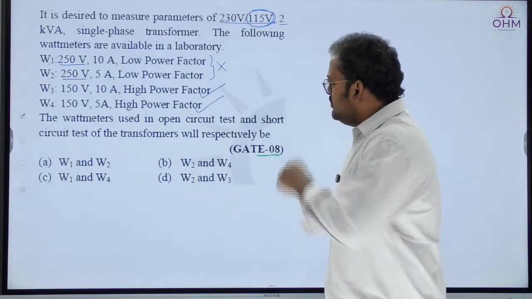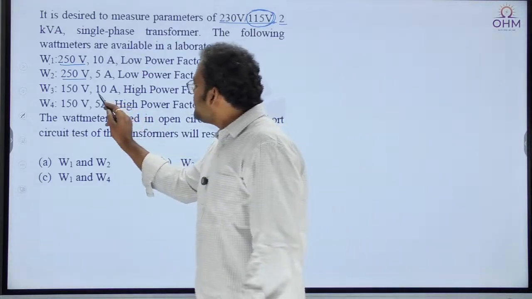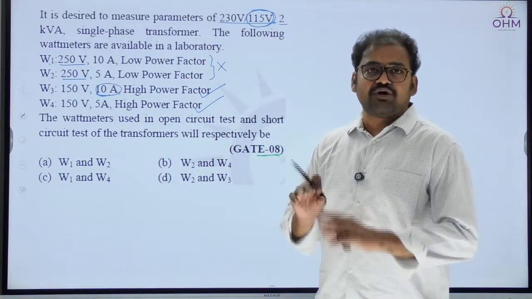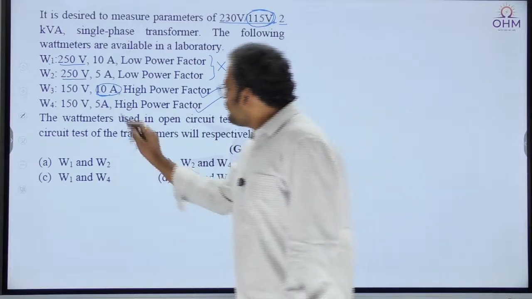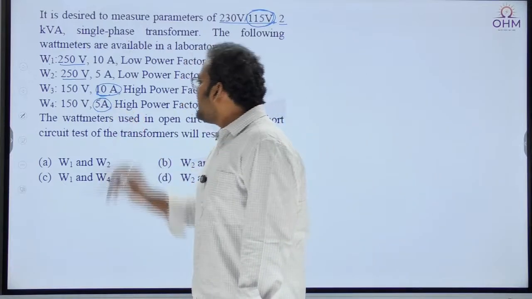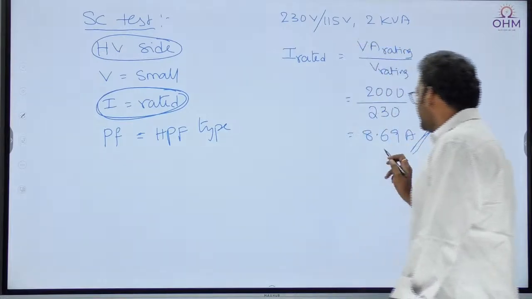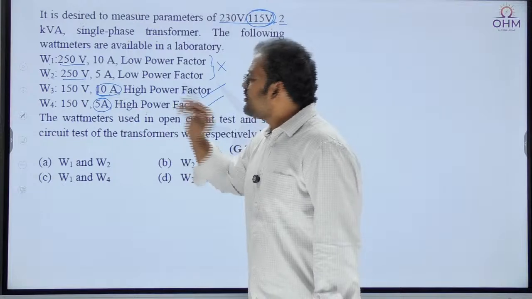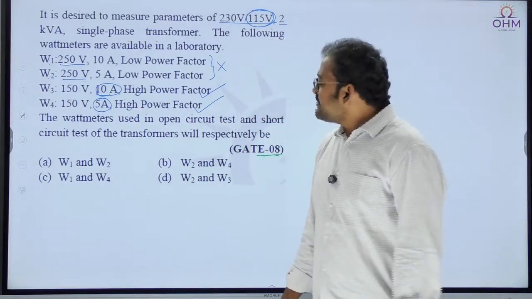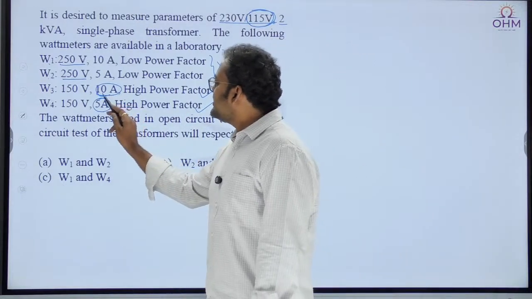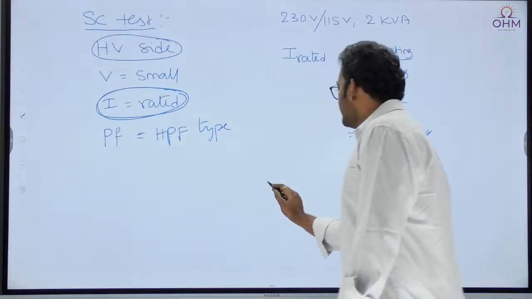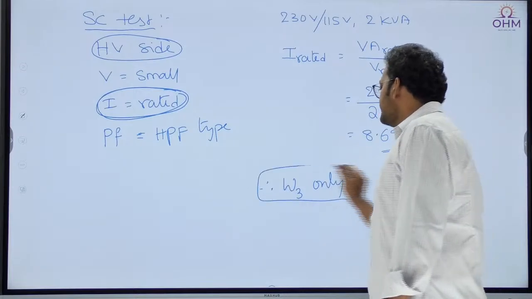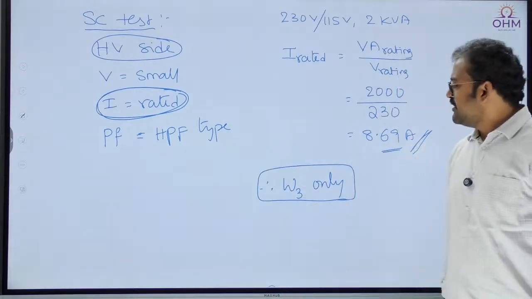But if I go back, wattmeter 3 can withstand up to 10 ampere. That means it can easily withstand 8.69 ampere. But wattmeter 4 can withstand only 5 ampere, but transformer current is 8.69. Therefore, this wattmeter gets overloaded. Okay, that means which wattmeter is suitable for SC test? W3 only. Therefore, W3 is only suitable for SC test.